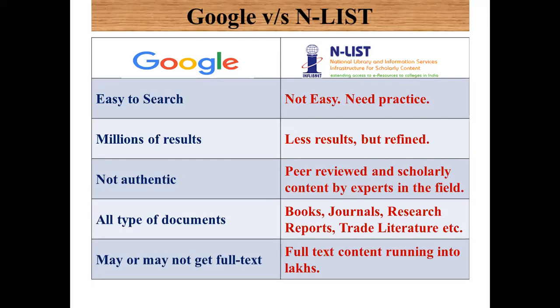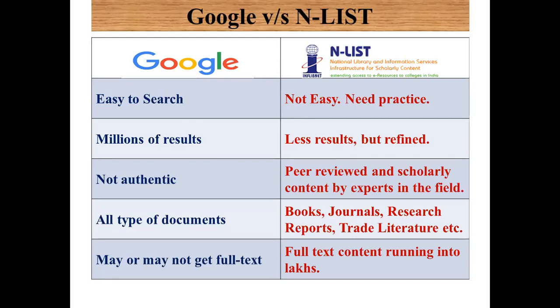But for these book chapters, when you click on the link, you will find out that they are not available for free, or you need to purchase them. So that is how Google results are. But in Enlist, the results are not in millions, but yes, you will get refined results, fewer results.